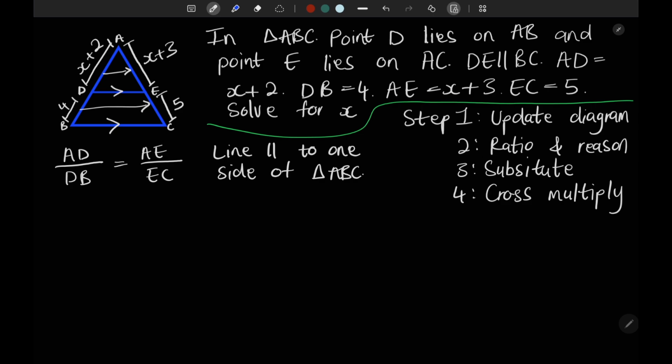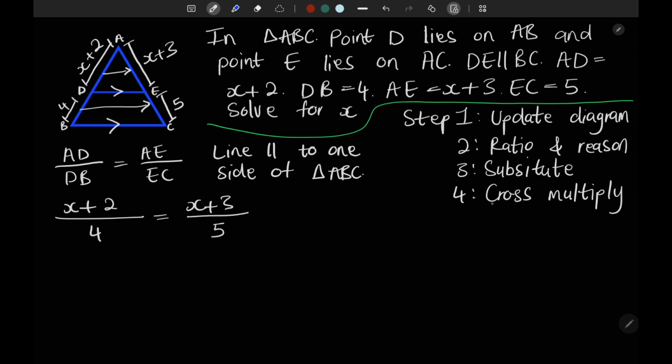We've completed the second step. What's the third step? You substitute. We have AD. What's AD? AD is x plus 2. So write your x plus 2 over, what's DB? 4 is equal to AE. What's AE? X plus 3 over, what's EC? EC is 5. So you have x plus 2 over 4 is equal to x plus 3 over 5.